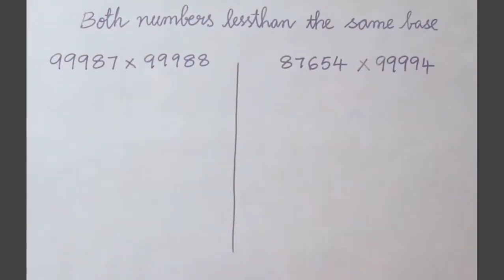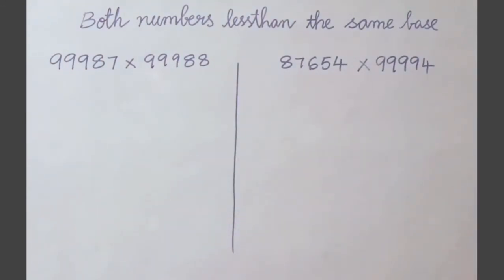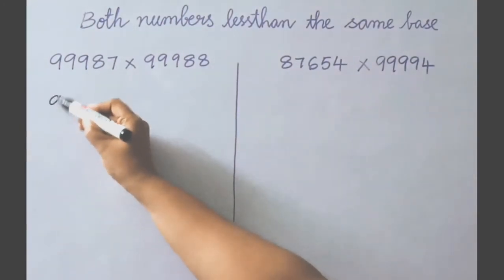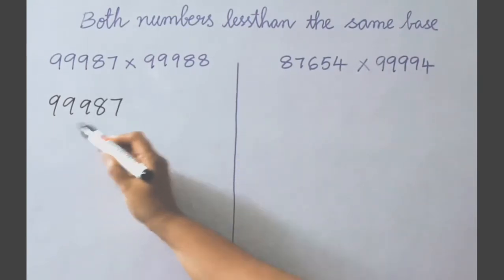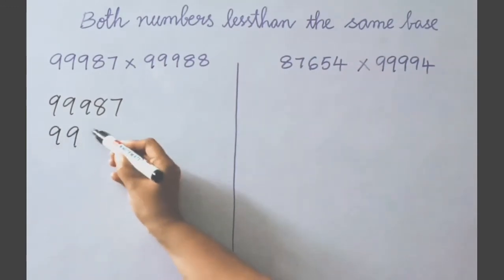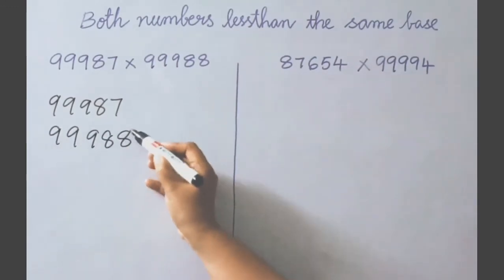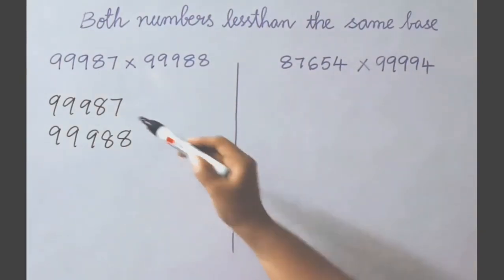See now 5-digit number multiplication. Here these numbers are below 1 lakh, so our base number is 1 lakh. So let us see the multiplication now. The first number is 99,987 and the next number is 99,988. How to multiply this: first we have to write how much it is below 1 lakh.